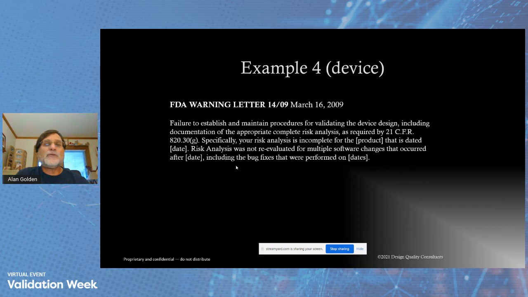And my last one is, again, another device one. Again, it's my world, so I look at these more often. Failure to establish and maintain procedures for validating design. And by the way, the agency will usually cite you against a regulation. Specifically, your risk analysis is incomplete, and the risk analysis was not reevaluated after multiple software changes. So I have a device that has some software, probably customer-facing software. I made multiple changes. And that's this human factors thing, potentially, if it's an interface change. But how do I know the risk hasn't changed? I didn't do a risk analysis. So this is why, again, it is critical to do that proper risk analysis around your change. And I've given you a tool to help you do that.